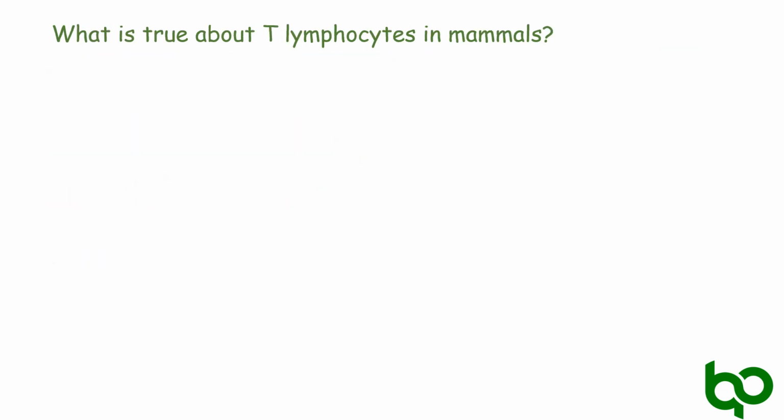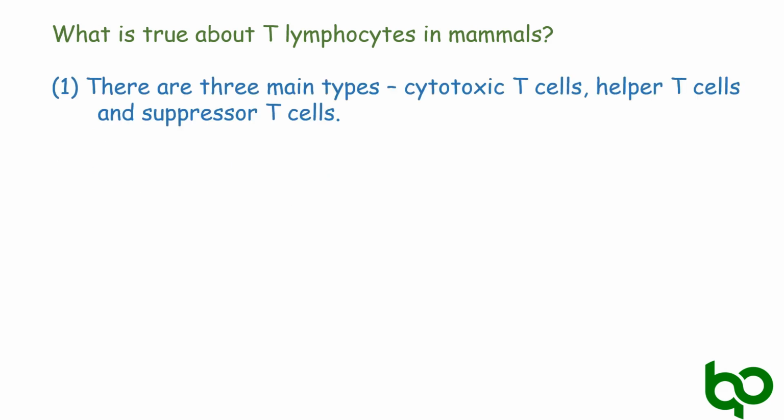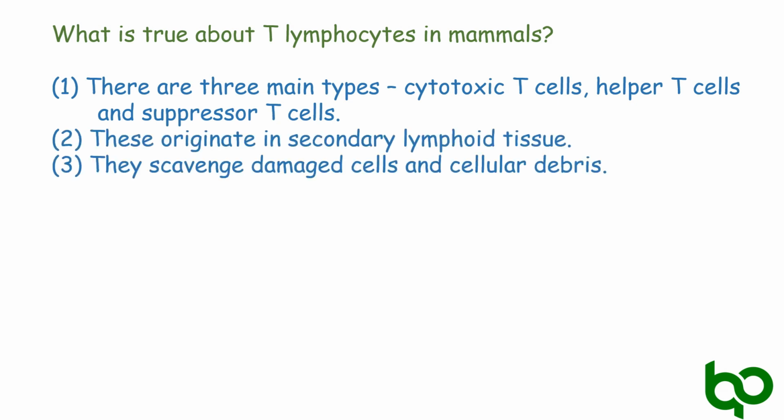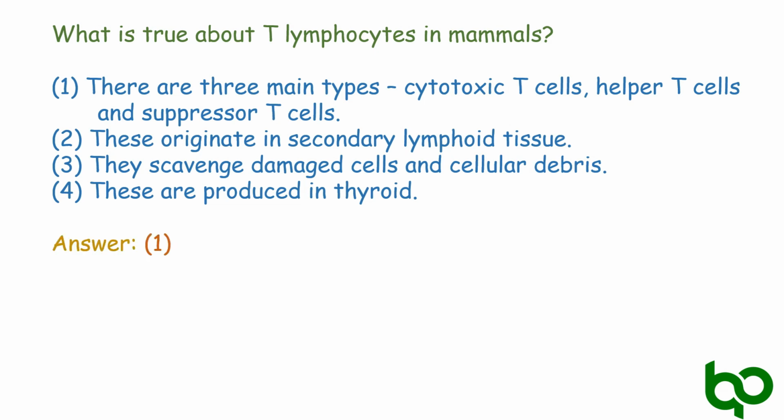The next question: what is true about T lymphocytes in mammals? The options are: there are three main types: cytotoxic T cells, helper T cells and suppressor T cells; these originate in secondary lymphoid tissue; they scavenge damaged cells and cellular debris; these are produced in the thyroid. Here the answer will be option 1.